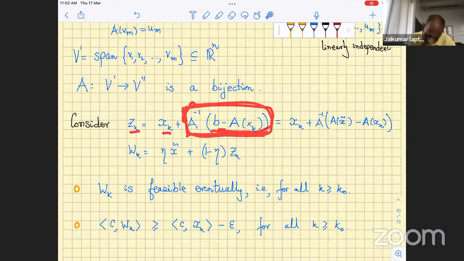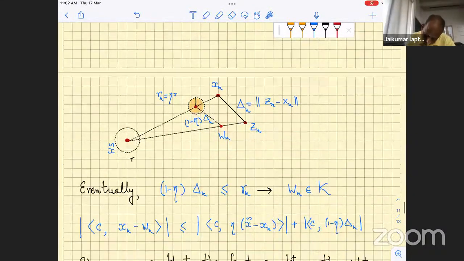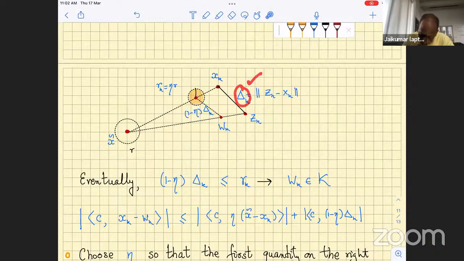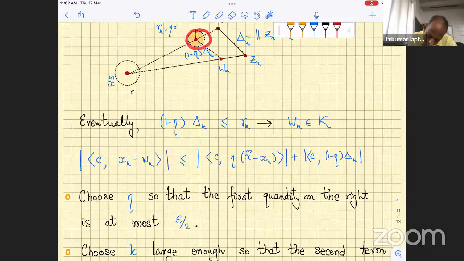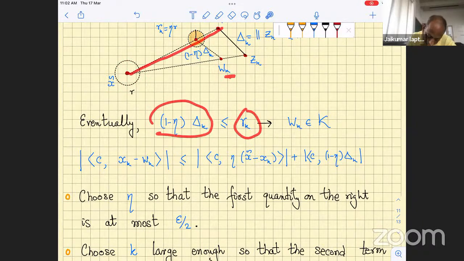That means the difference between zk and xk, that is, this delta k, as k becomes large, is going to become small. That means this distance is going to become small. But the radius of this ball is fixed. It almost is the same. This ball holds its radius, which is eta times the original radius here. But this distance is shrinking as I move k. So eventually, this will become inside this. So it will be here.